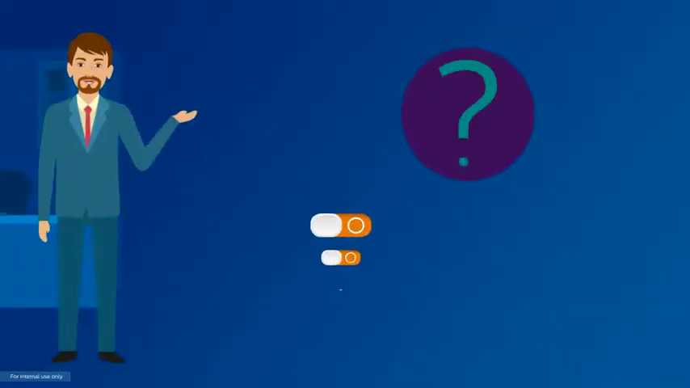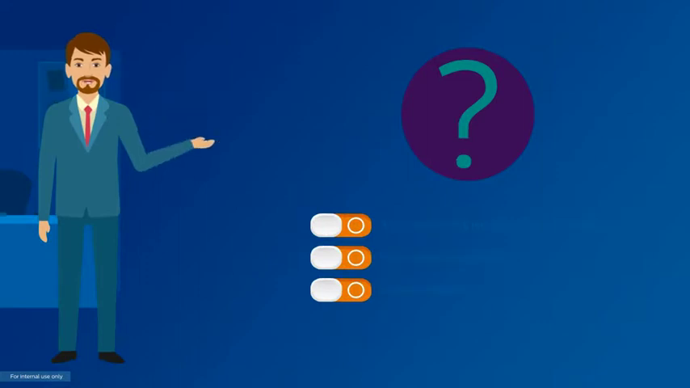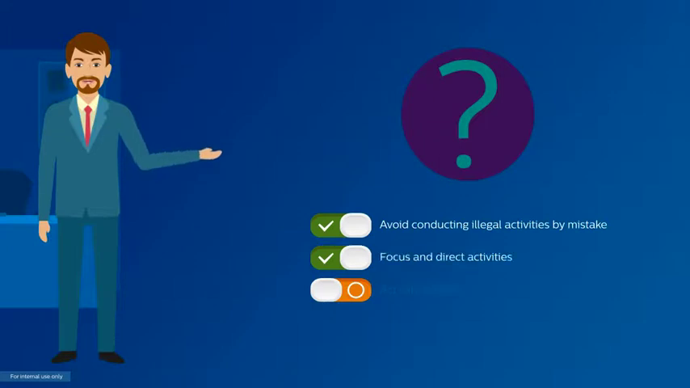How do compliance domains help improve Philips? They help us ensure that we don't end up conducting illegal activities by mistake. They help us focus and direct our activities in the right direction. And they enable us to act with integrity.